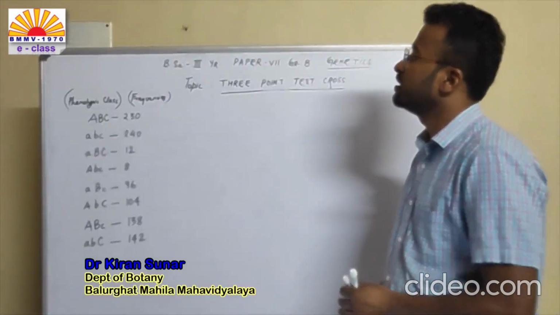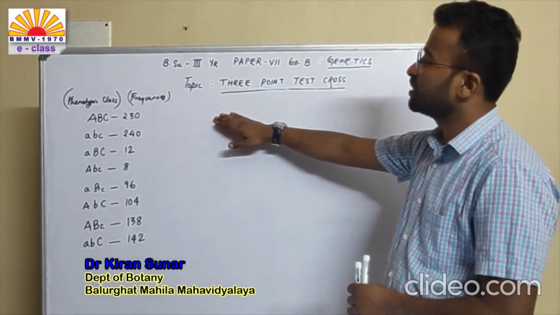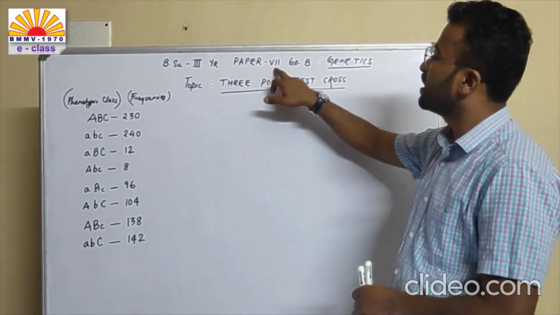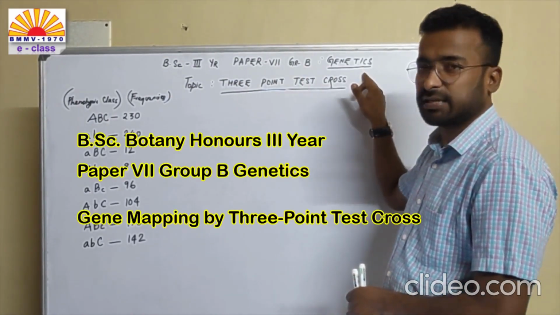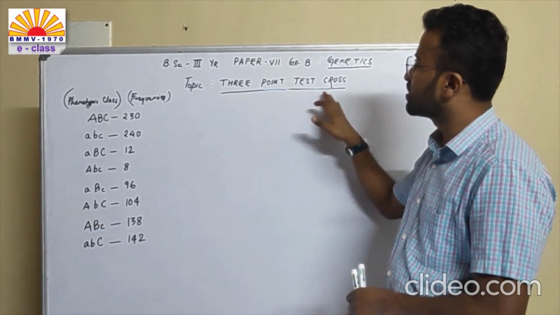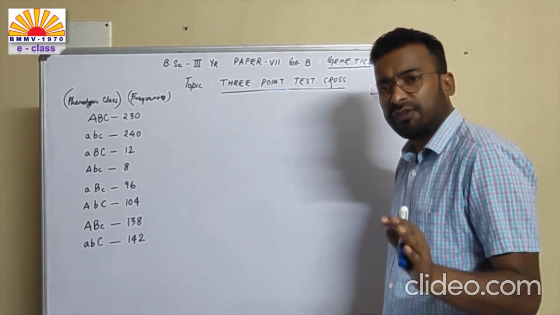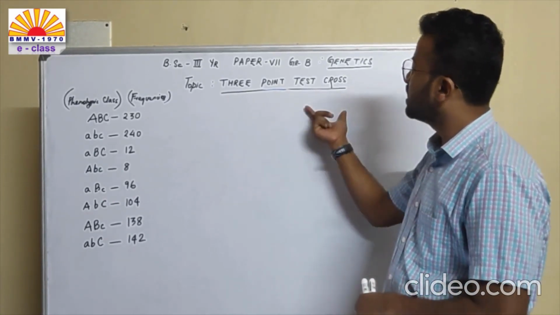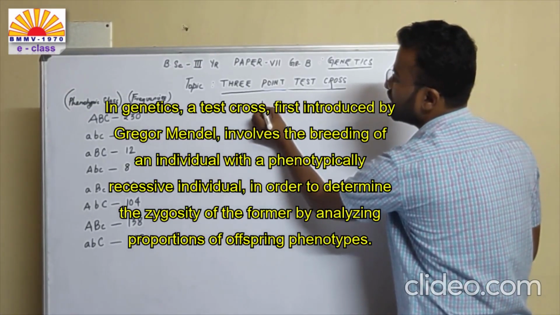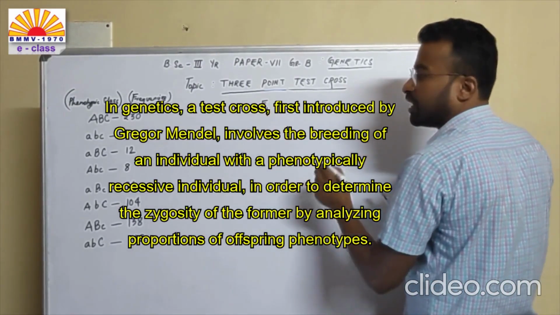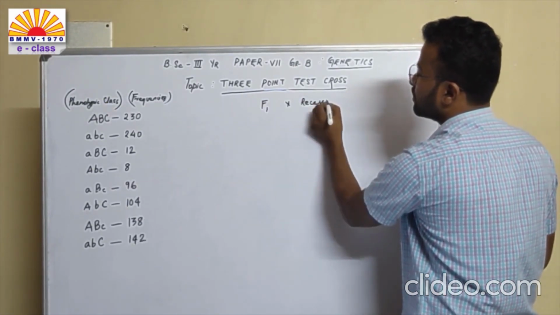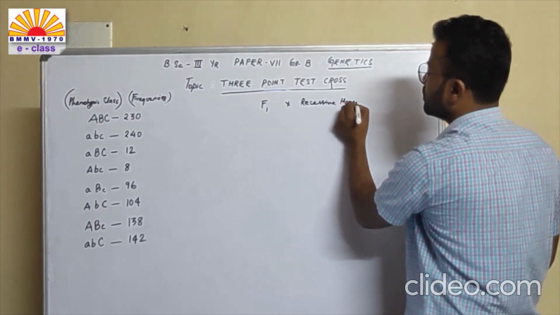Today, the topic for our discussion is for BSc third year students, Botany Honours, Paper 7, Group B, Genetics. Under Genetics, we will be discussing the 3-point test cross. Now, first let us understand what a test cross is. A test cross is nothing but a cross between the F1 progeny and a recessive homozygote.